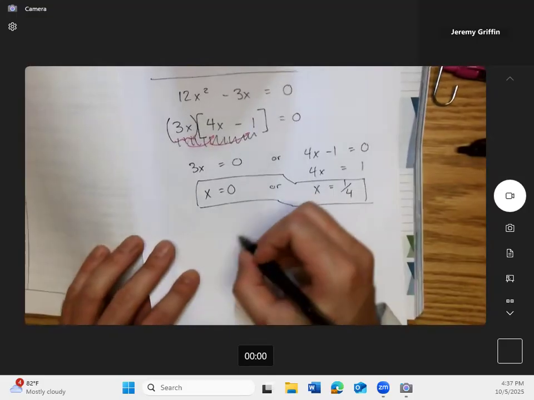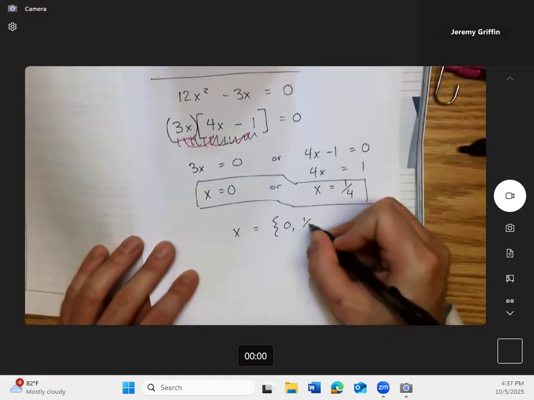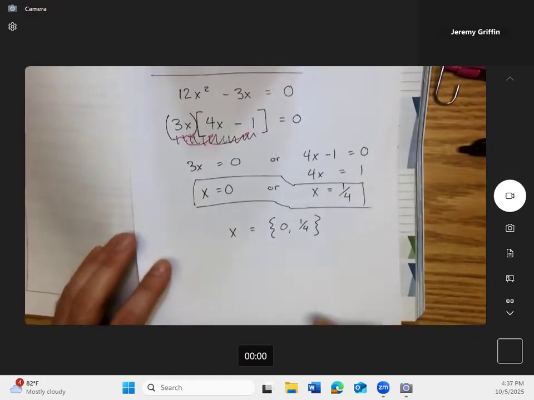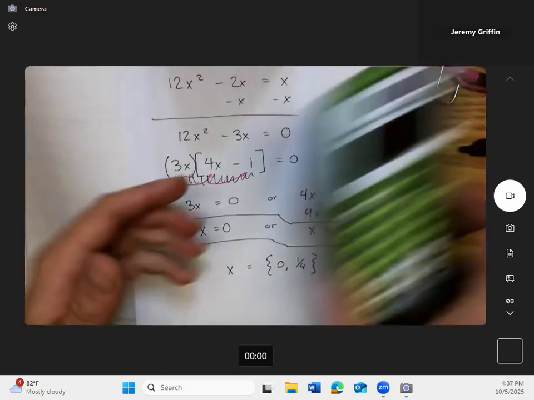Okay? Or I could write it this way, x equals, and put a little curly bracket, 0, comma, 1 over 4, right? Because I'm looking at discrete solutions for x. If I take either one of these solutions and plug it back into the original statement, it should zero out here. I'll show you guys this is true.